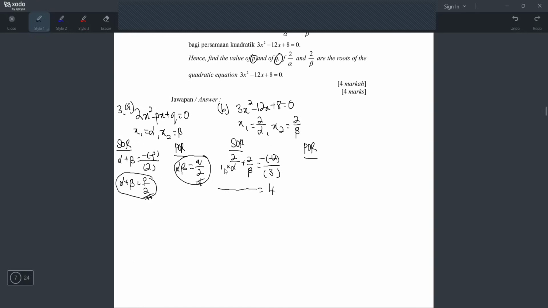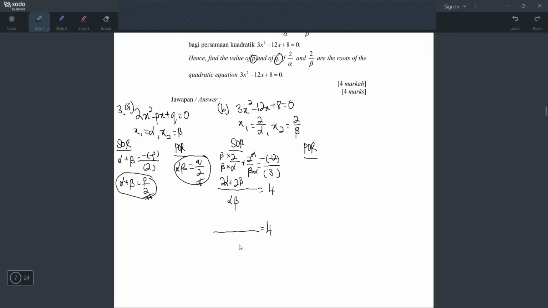So you take this one times beta, this one times beta, but this one you will times with alpha, times with alpha. The reason I'm doing this is because I want to combine everything into a single fraction. So now your denominator becomes alpha beta, and whatever on top now becomes 2 beta plus 2 alpha. But you can write the 2 alpha like this also, right? Because 2 beta plus 2 alpha and 2 alpha plus 2 beta is the same thing. And now you can actually substitute the alpha beta with Q over 2.